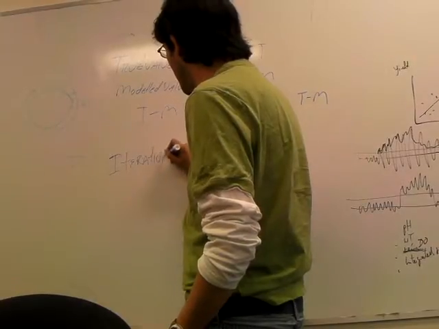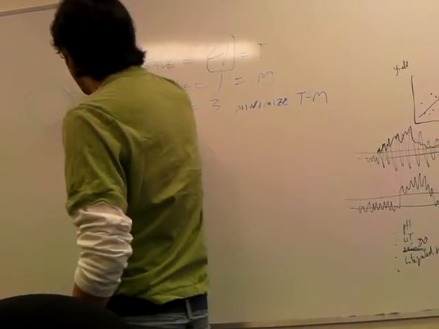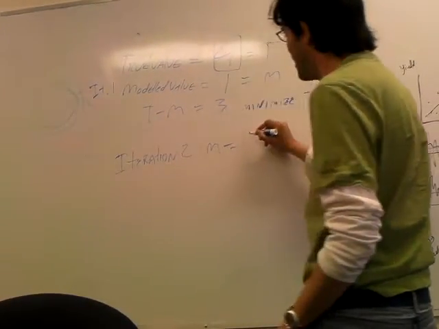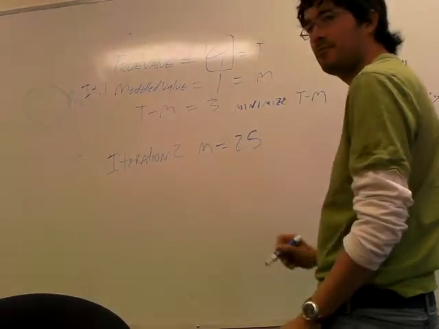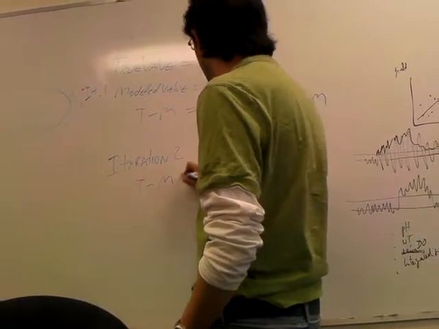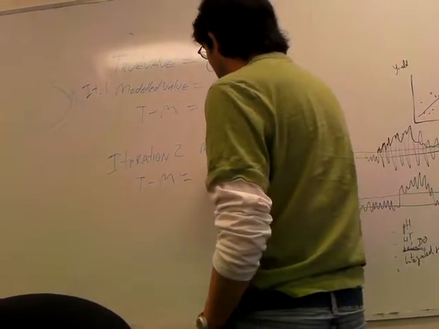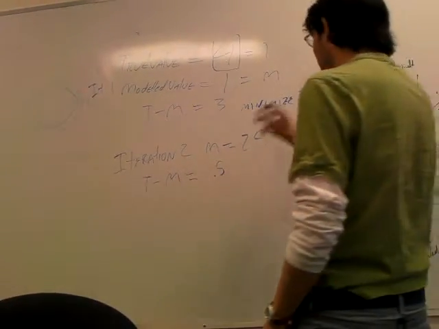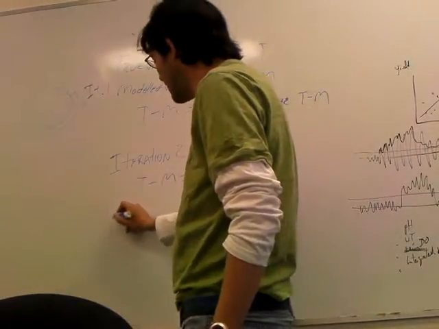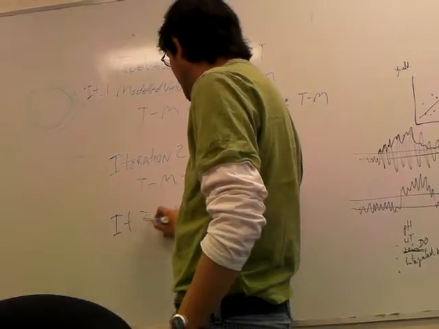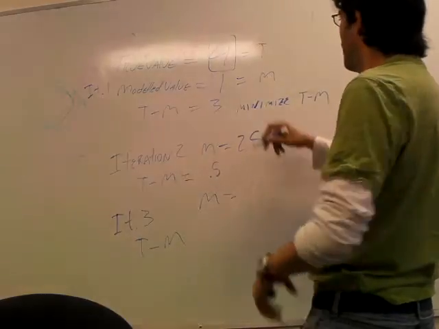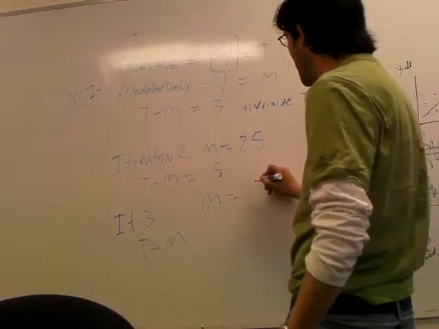Iteration 1. M is 2.5. And then the model said, okay, then t minus m equals 1.5. That is definitely not good enough. Then in the next iteration, the model does the regression. Then you get iteration 3. T minus m, imagine that here m now is, oh no, this is not good enough. Let's go and predict 5.